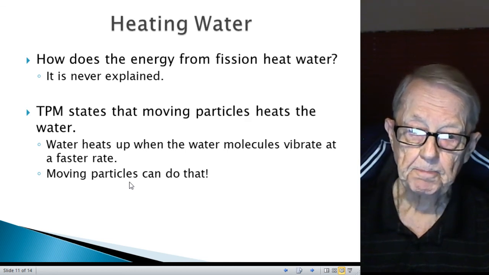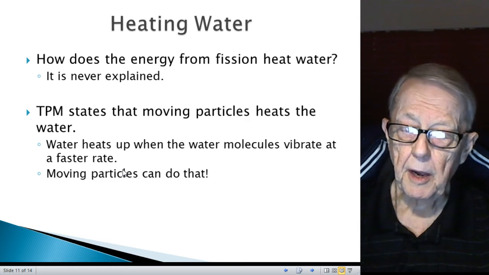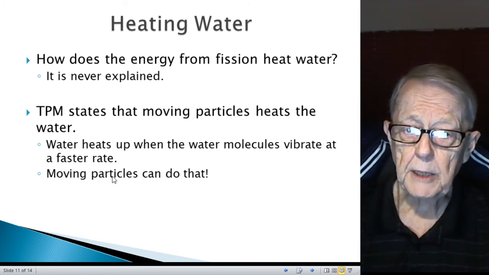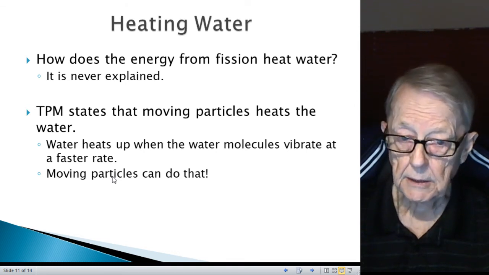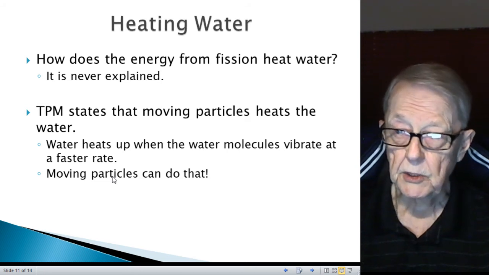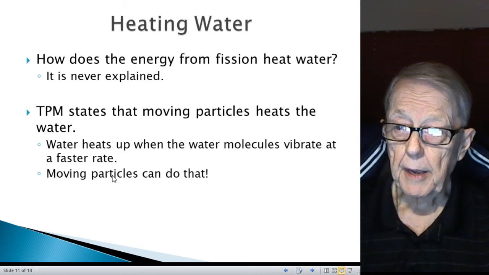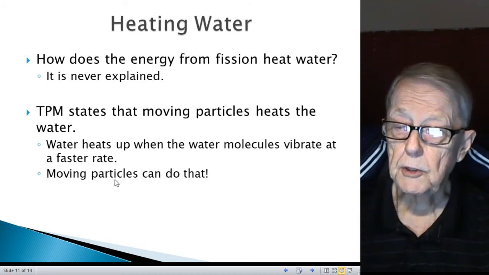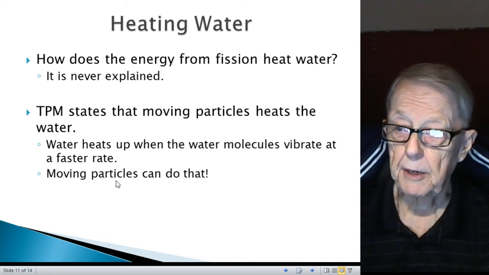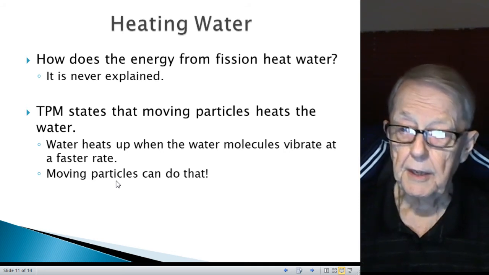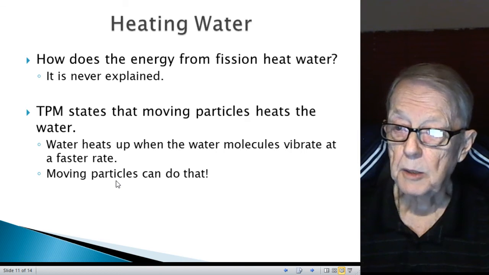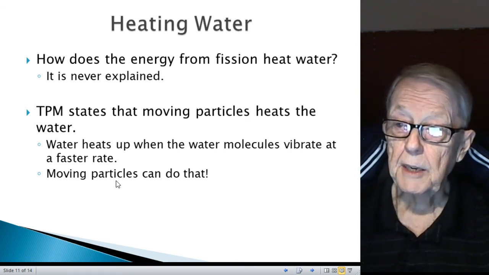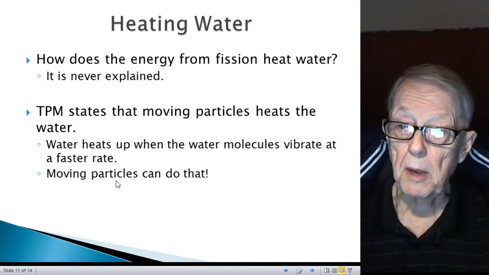I've stated this before, maybe not in this context, but the particle model states that moving particles can heat water. Water heats up when the water molecules vibrate at a faster rate. Even with ice, which is obviously to us not hot, the atoms, the molecules of water are vibrating, although very slowly. You bring the ice out of the freezer, put it on the table or in a glass and set it there, the air around it has atoms that are vibrating faster, and it's the interaction of the faster moving atoms in the air that causes the atoms in the ice to move faster and finally melt.